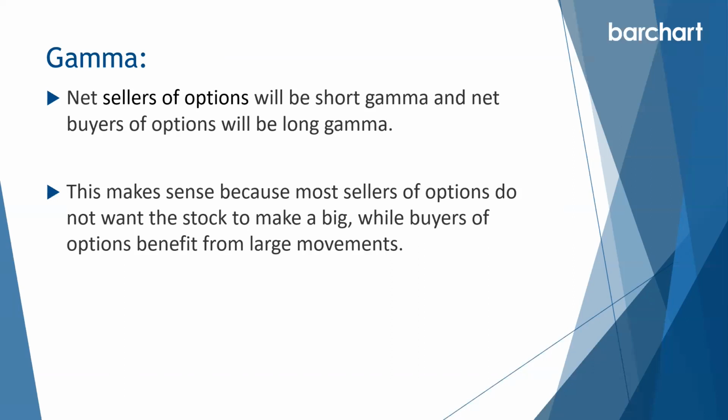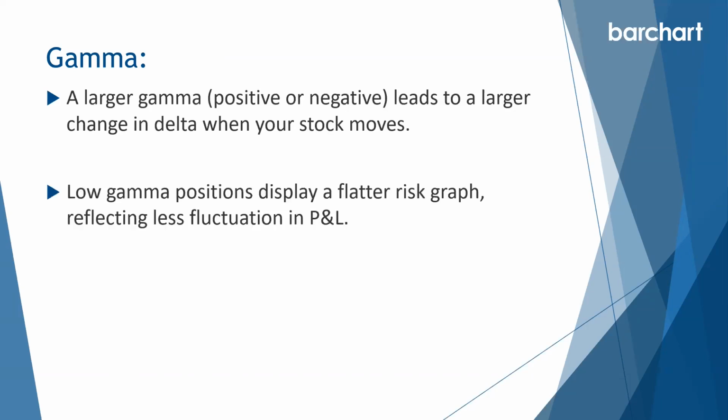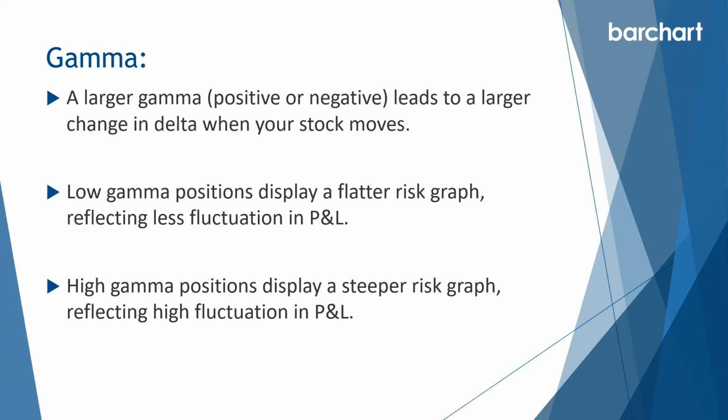You've got negative gamma. Conversely, if you're trading something like a long straddle or a long strangle, you've got positive gamma. You do want the stock to make a big move. A larger gamma, both positive or negative, leads to a larger change in delta when your stock moves. Low gamma positions display a flatter risk graph, reflecting less fluctuation in P&L. We'll take a look in a minute. High gamma positions display a steeper risk graph, reflecting high fluctuation in P&L.